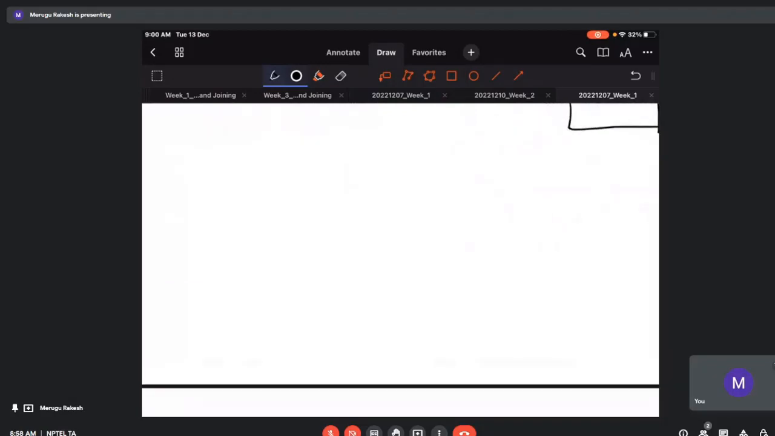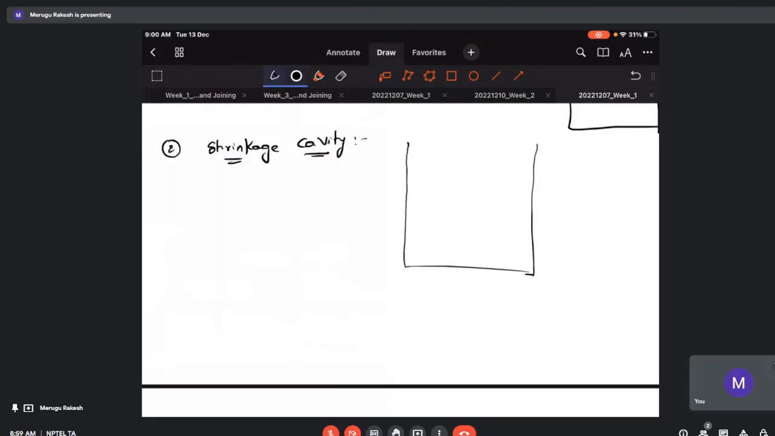Okay. So the second defect I want to talk about is the shrinkage cavity. This is something to do with the shrinkage of the metal when it solidifies from liquid state to solid state. As you have seen earlier also, these are the mold walls, where the nucleation initially starts, and it gradually progresses.